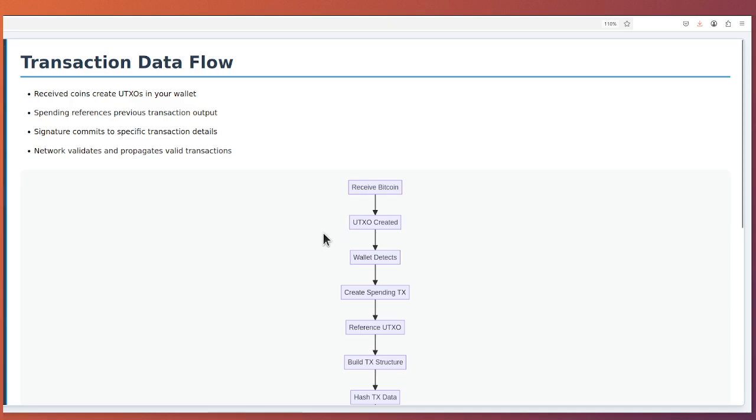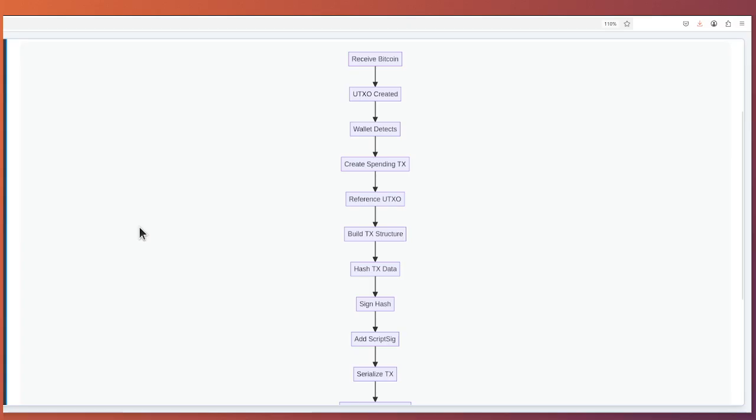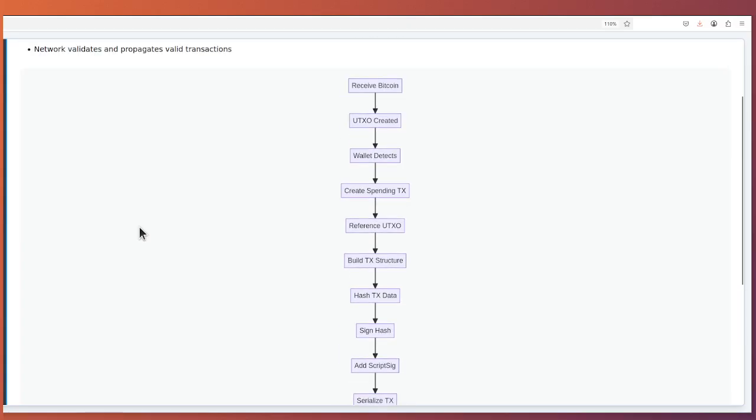The journey begins when someone sends you Bitcoin. They create a transaction output with a ScriptPubKey containing your public key hash. This transaction is broadcast to the network, validated by nodes, included in a block by a miner, and confirmed as the block is added to the blockchain. At this point, you have a UTXO, an unspent transaction output, that you can spend in a future transaction. Your wallet detects this UTXO by monitoring the blockchain for outputs containing your public key hashes.